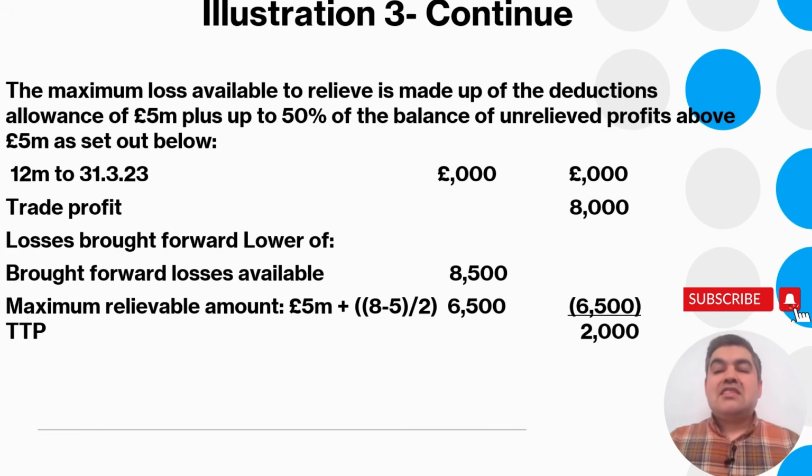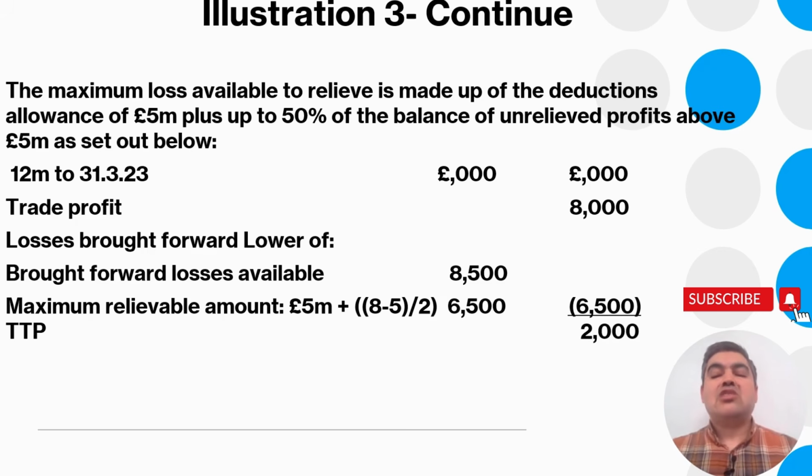Now, as you can see, the loss brought forward is more than 5 million, it is 8.5 million. Then we have profit of 8 million. So the legislation states in this case that the maximum loss available to relieve is made up of the deduction allowance. So the deduction allowance of 5 million is available. On top of that, plus 50% of the balance of unrelieved profit above 5 million. So it means you cannot use 8.5 million because of the restriction.